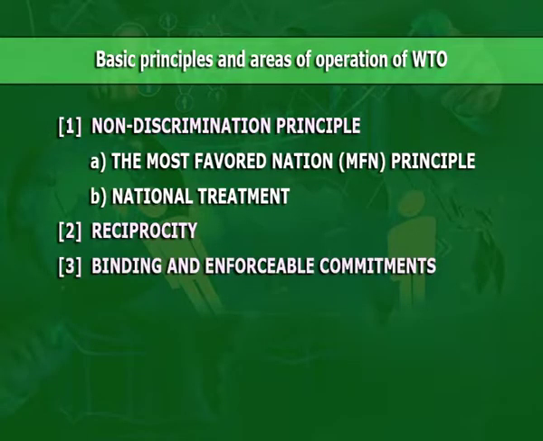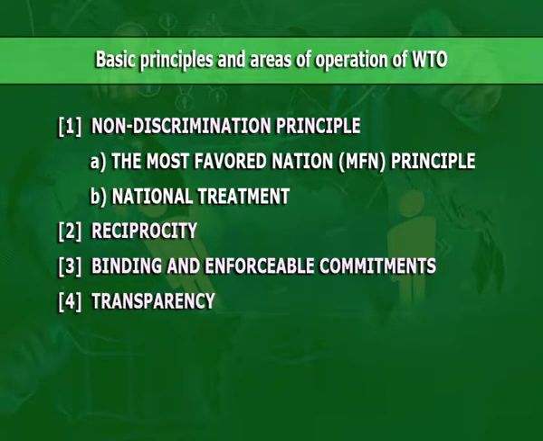Point number 3, binding and enforceable commitments. The tariff commitments made by WTO members in a multilateral trade negotiation and on occasion are enumerated in a schedule or list of concessions. These schedules establish ceiling bindings. A country can change its binding, but only after negotiating with its trading partners, which could mean compensating them for loss of trade. If satisfaction is not obtained, the complaining country may invoke the WTO dispute settlement procedures.